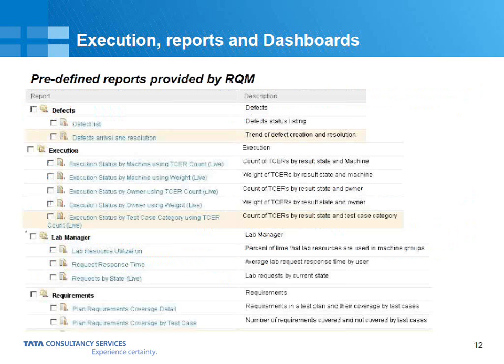These are some predefined reports provided by RQM, out-of-the-box reports. I have shown very few. There are so many other reports also, in different categories. We have the defects category. Under the defects category, we have the defect list. Basically, the defect list would have your defect status listing.